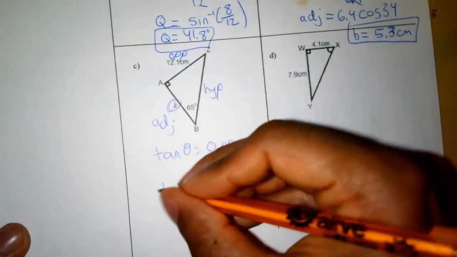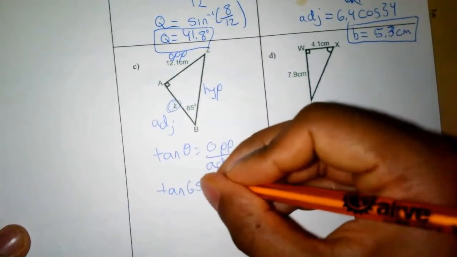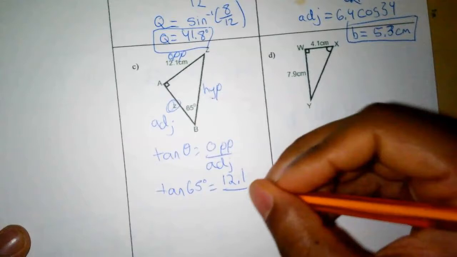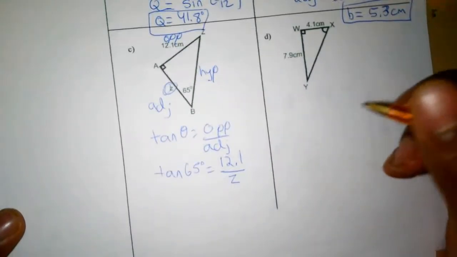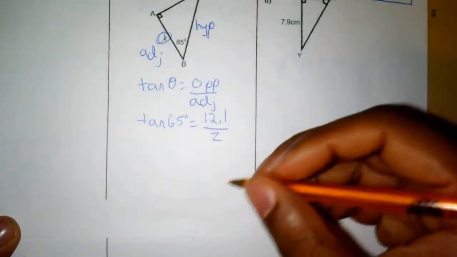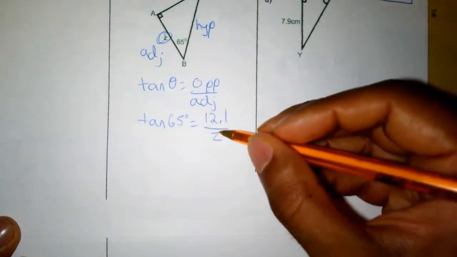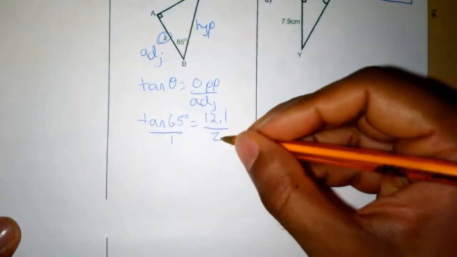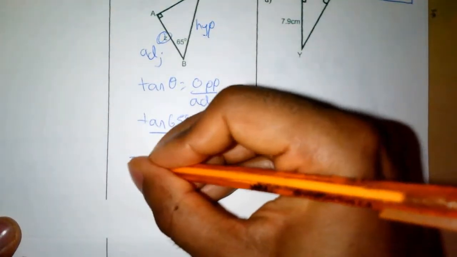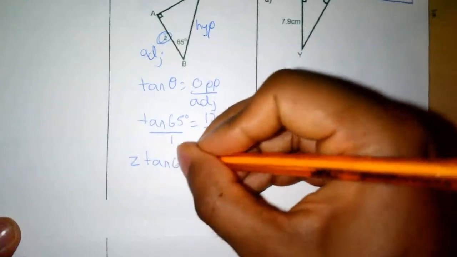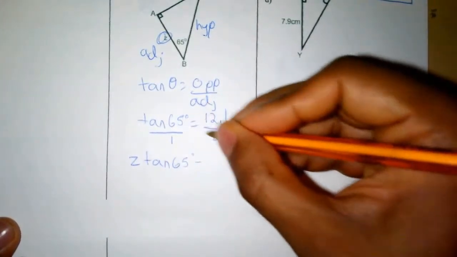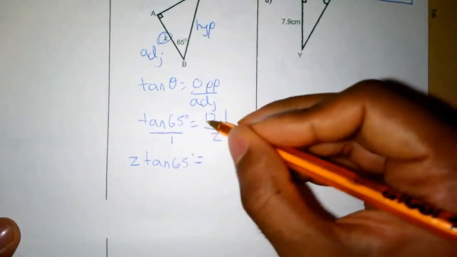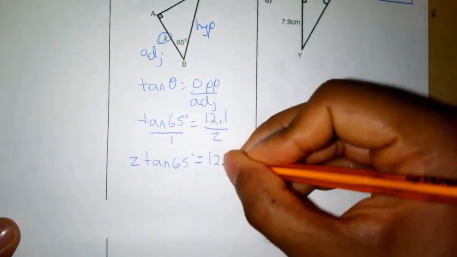Let's fill in the numbers. So tan 65 degrees is equal to the opposite, which is 12.1, over Z. And then we need to rearrange this. How do we get Z by itself? I'm just going to do the trick I showed you a few times. So Z times tan 65 on one side, multiply across this way, and then multiply across this way. On the other side, multiplying across gives you 12.1 times 1, which is 12.1.